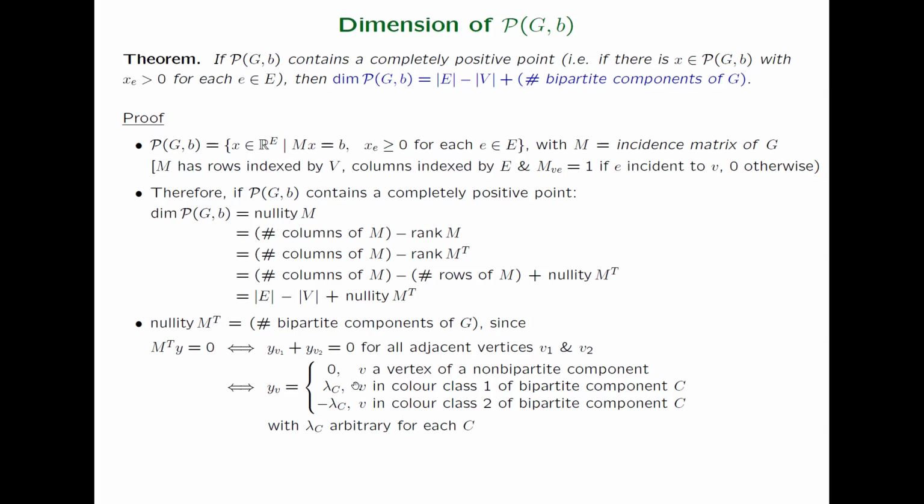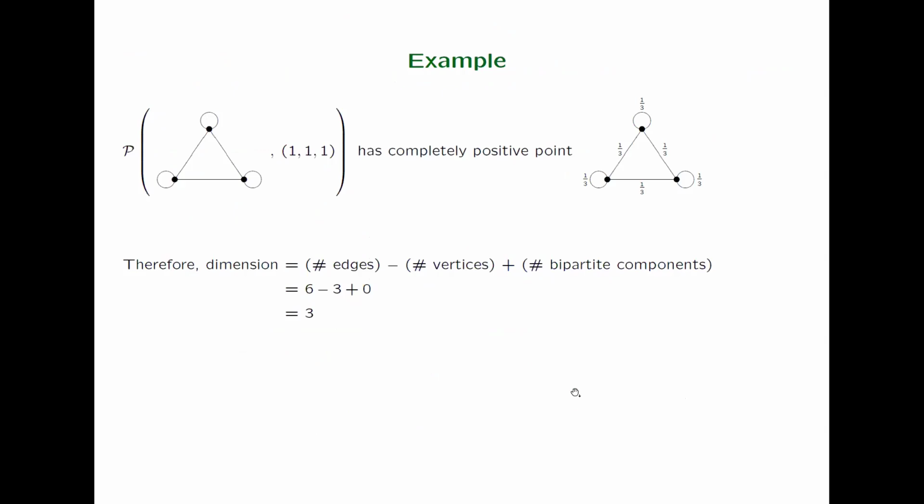Lambda can be arbitrary, but if it's non-bipartite, you'd have an odd cycle here, which would mean that it would be impossible to have plus, minus, because you have an odd number of edges. So the non-bipartite components give you zero. The bipartite components just give you one degree of freedom, and then you get the result that you want.